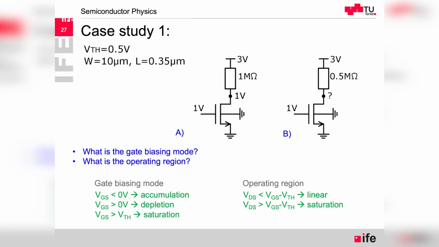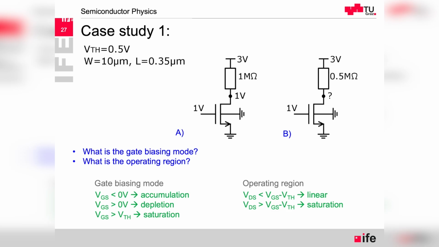And to solidify this knowledge, I have prepared several case studies. So let's go through them. We start here with an N-channel MOSFET. Again, we can give an example transistor size, but more importantly for this analysis is the threshold voltage. It's 0.5 volts. So what is the gate biasing mode, and what is the operating region? For the gate biasing mode, I'll remind you it's possible to have accumulation, depletion, and inversion, depending on what conditions are at the gate to source.